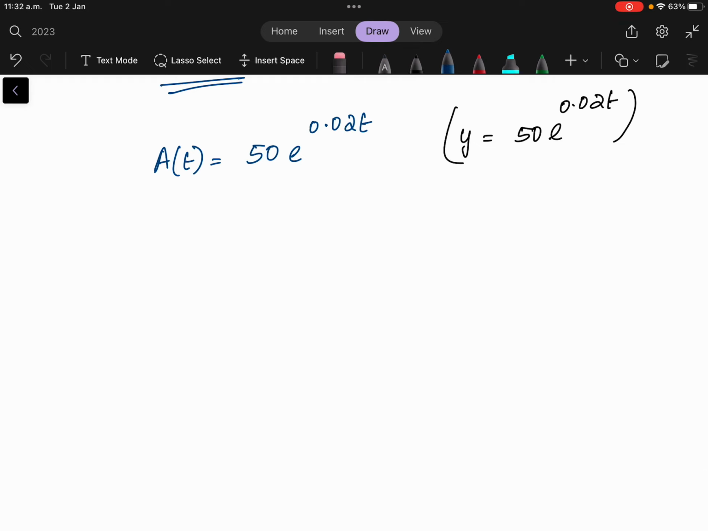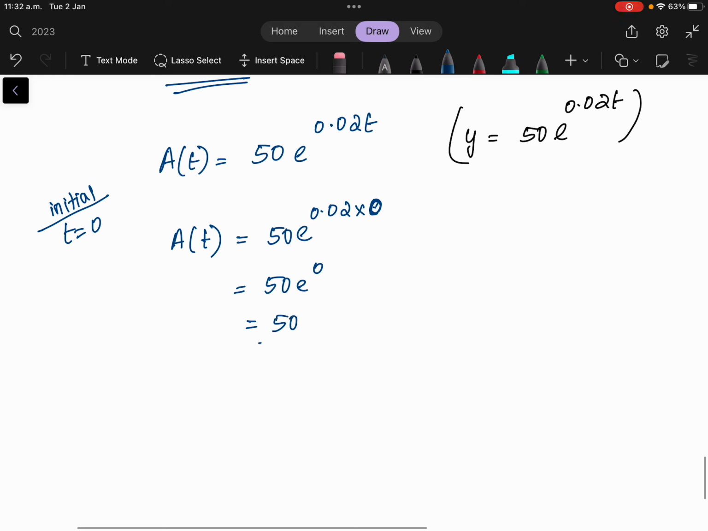Now they will ask you what is the initial value for this. Initial value always means t is equal to 0. So you have to put in the value. This can be any function, for example population growth or exponential growth of a bacteria colony. So when t is equal to 0, you sub in 0 instead of t, and that is equal to 50 e to the power of 0, and e to the power of 0 is equal to 1, so the answer will be 50.